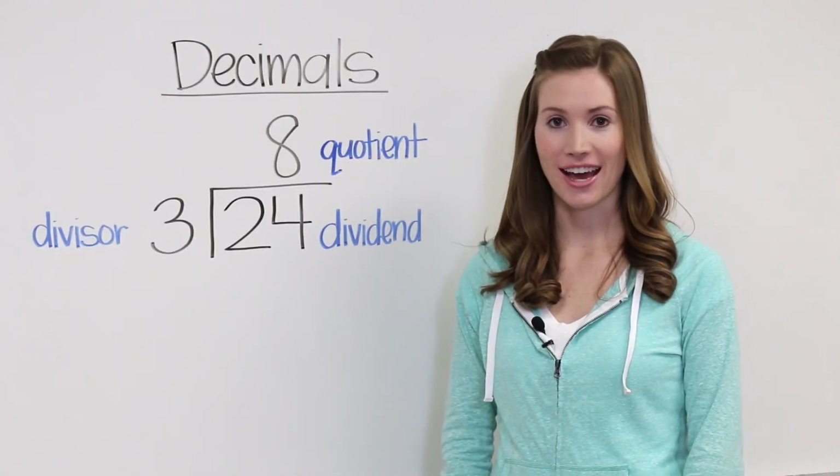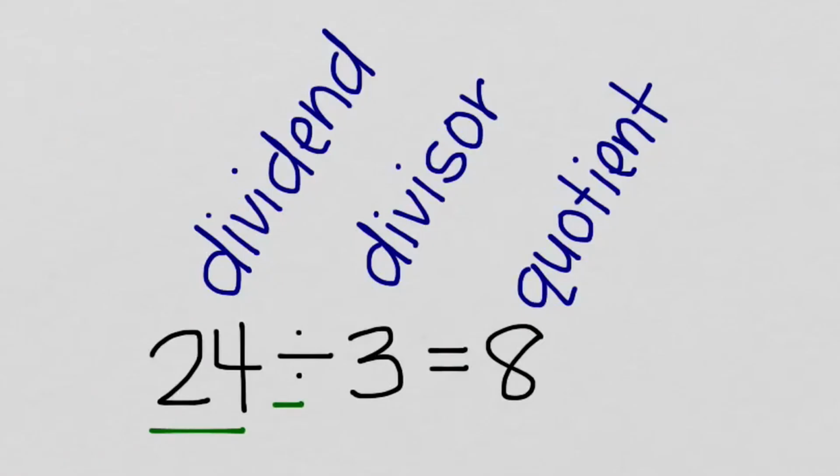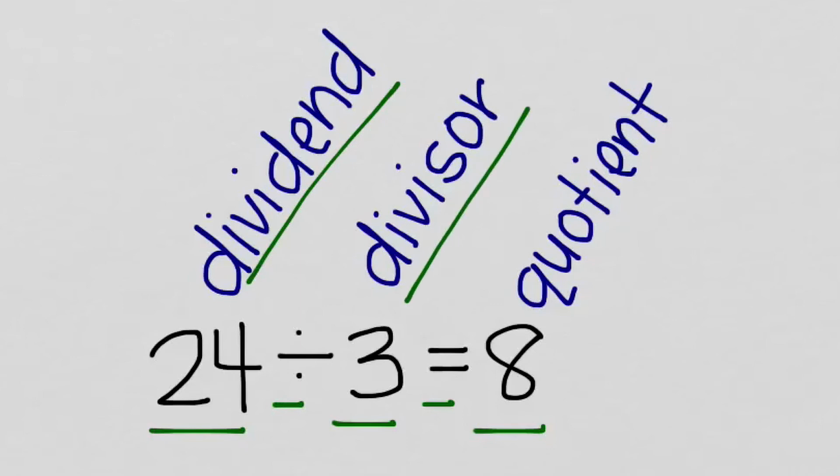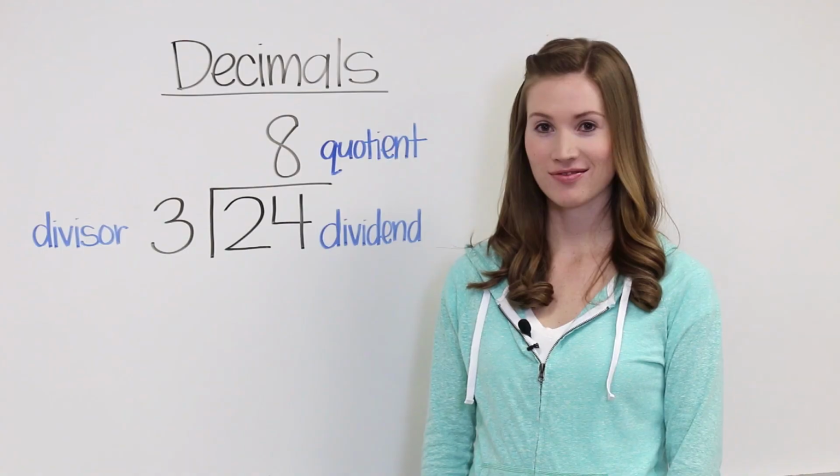Here's another way to look at it. 24 divided by 3 equals 8. 24 is our dividend. It's the number being divided. 3 is our divisor. It's the number that's dividing 24. And 8, again, that's our quotient. It's our answer. Great job.